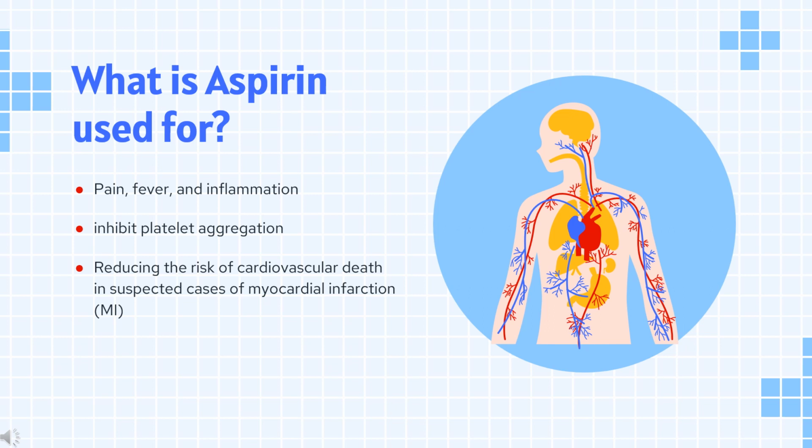Other indications. ASA is also indicated for various other purposes, due to its ability to inhibit platelet aggregation. These include reducing the risk of cardiovascular death in suspected cases of myocardial infarction, MI. Reducing the risk of a first non-fatal myocardial infarction in patients, and for reducing the risk of morbidity and mortality in cases of unstable angina and in those who have had a prior myocardial infarction.